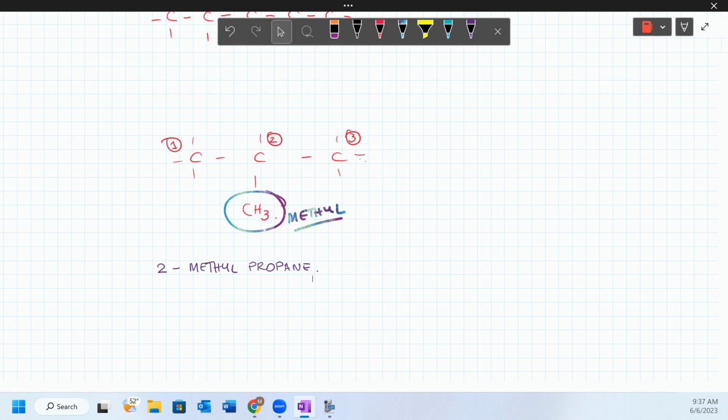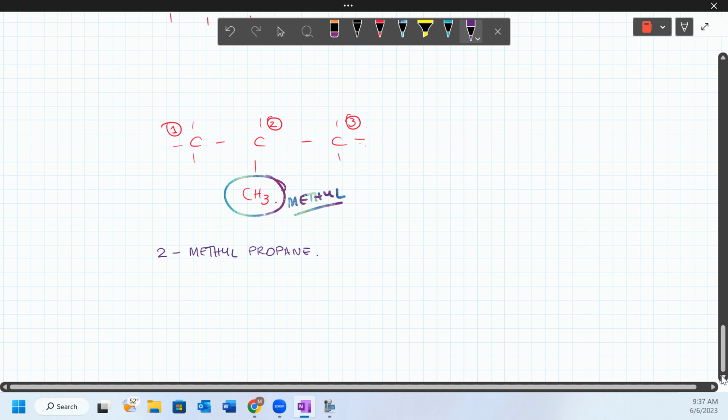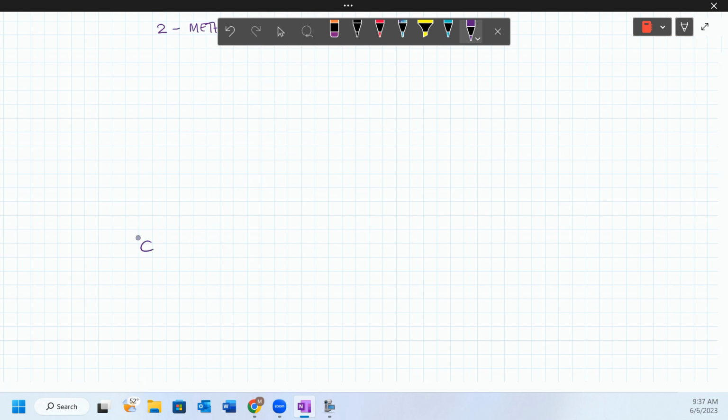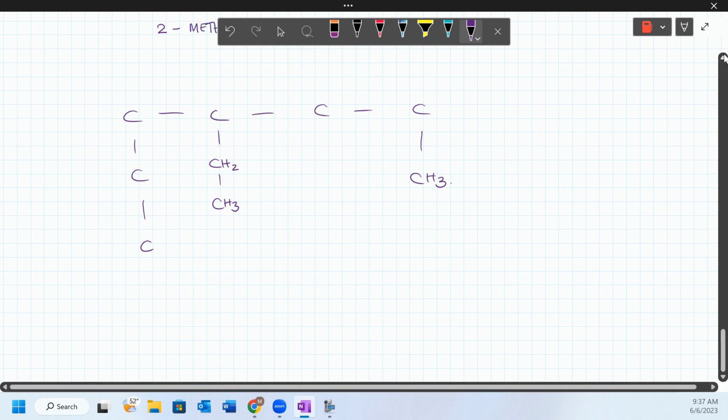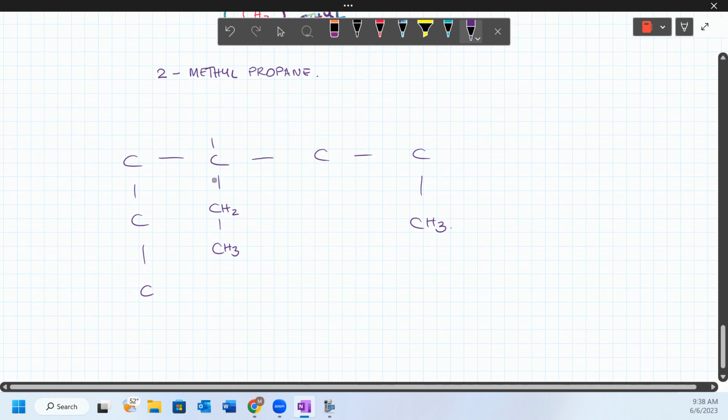But when we have more than 1 branch, like in this case here, we have carbon, carbon, carbon, and then another one, another one, another one, and then here we have CH2 and CH3 and another CH2 and CH3 here.